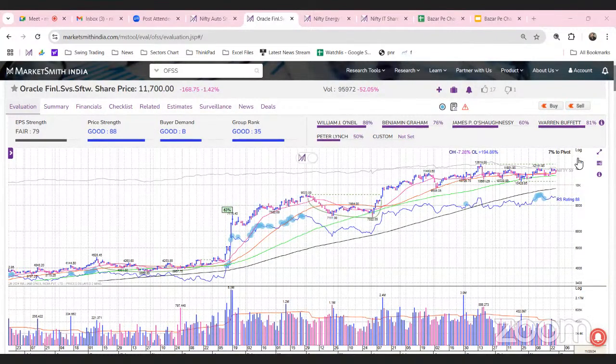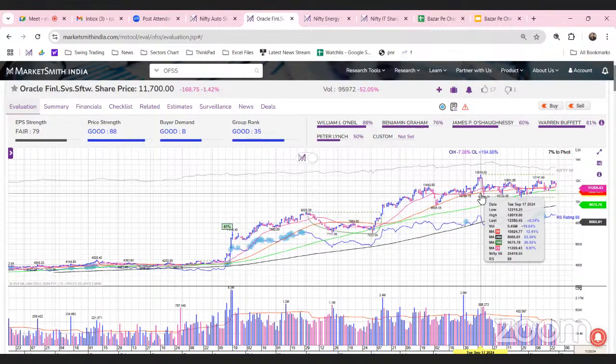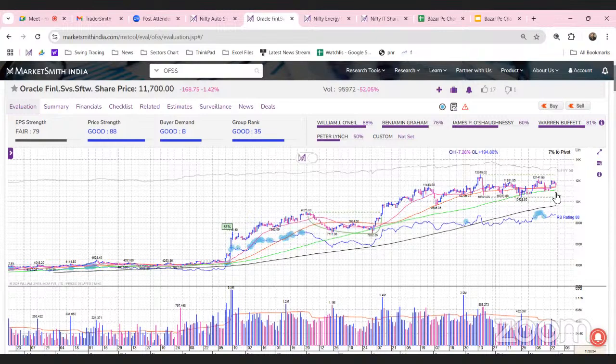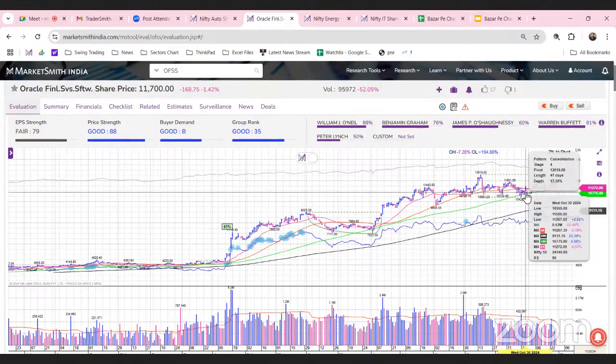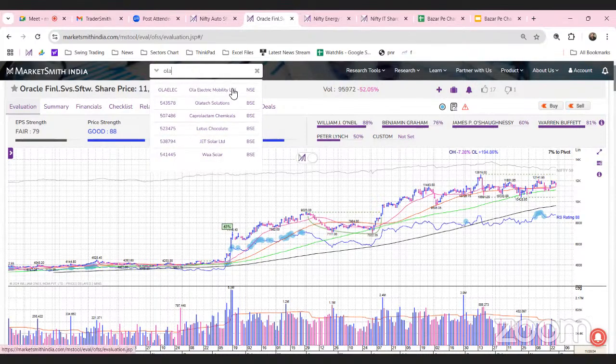OFSS, sideways trend for the last almost 3 to 4 months. It is in sideways only, with positive bias. But the day it gives a breakout above 12,000, 12,400, maybe it will turn more bullish. Currently it is trending sideways only.